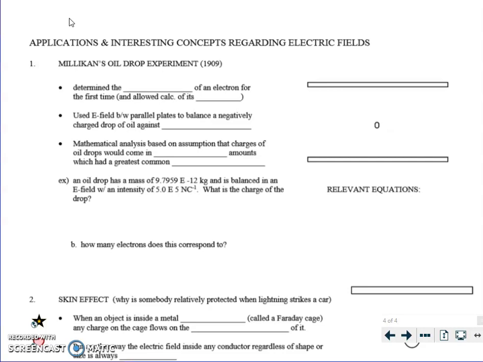The outcome, and this is why it was so exciting, was that it determined the charge of an electron for the first time, and therefore allowed the calculation of its mass. In other words, experiments by J.J. Thomson at the end of the 19th century came up with the ratio of the charge to the mass of an electron. I don't remember off the top of my head, but it was something like 10 to the 11th.